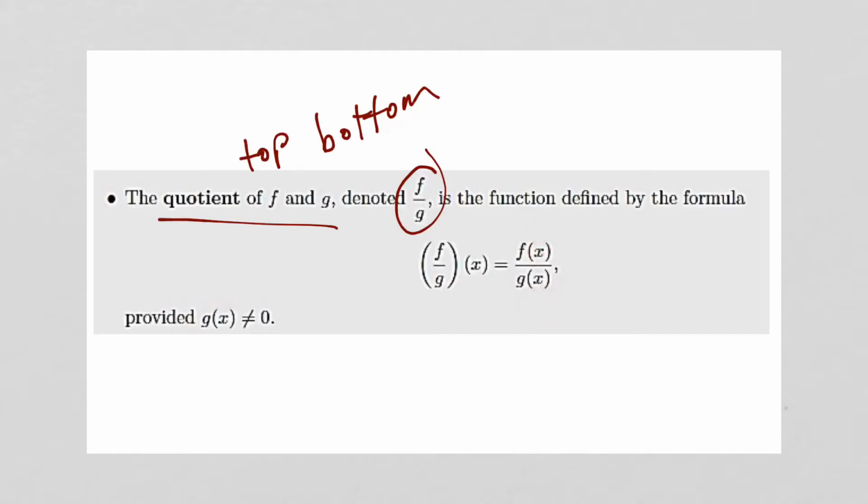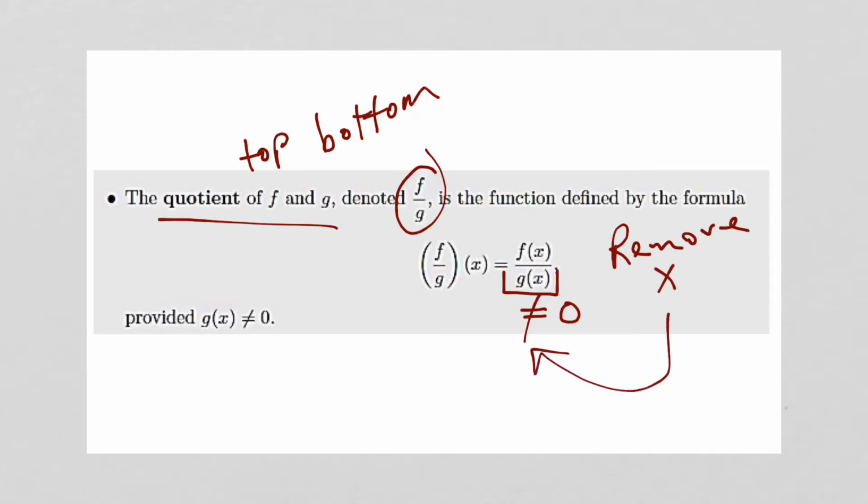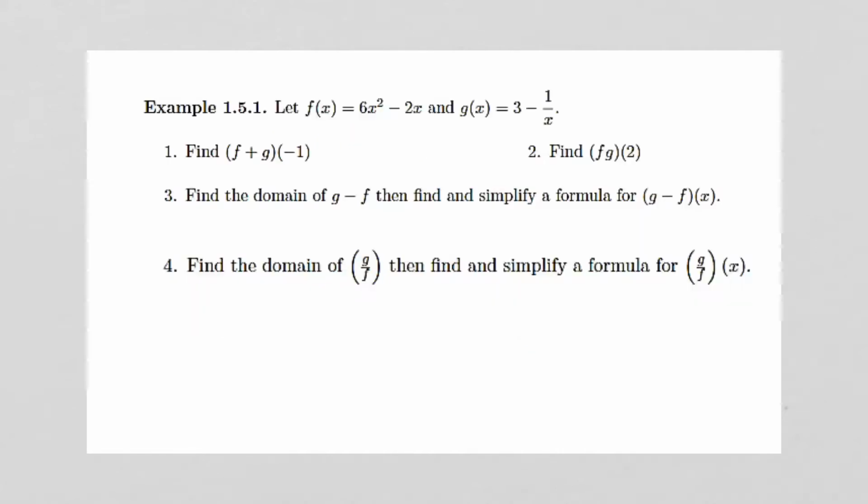And then the thing we have to watch out for here is our denominator. So we cannot have the denominator go to 0. So we have to remove the x's that cause the denominator to go to 0. So this is the example we're going to do.